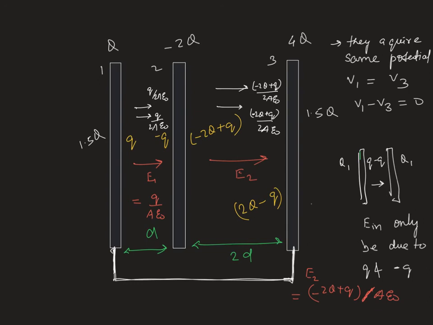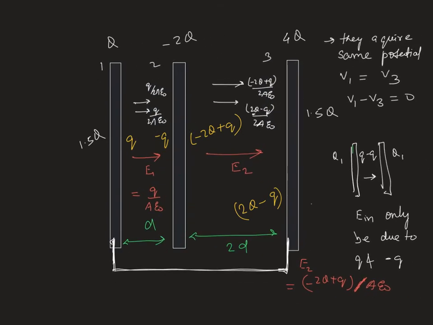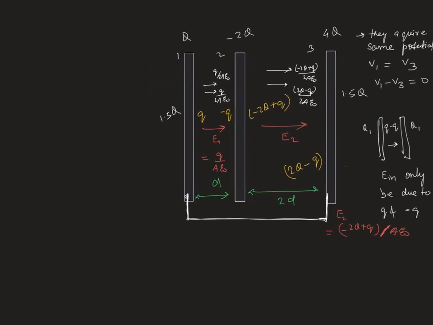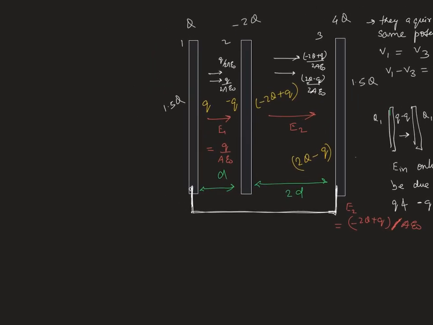Now how do we find out the potential difference between 1 and 3? First we jump from 1 to 2 and then we jump from 2 to 3. That is the technique that we are going to use. So I am going to jump first from 1 to 2. When I am jumping from 1 to 2, the potential difference is E1 into D. And when I am jumping from 2 to 3, the potential difference is basically E2 into 2D. Why 2D? 2D is the distance between the plates.